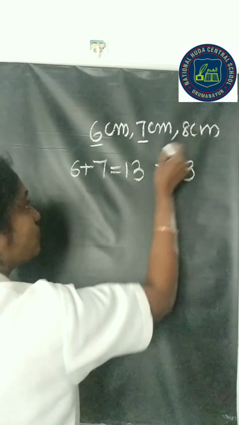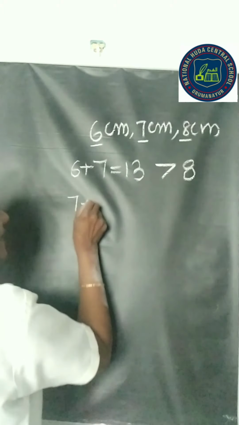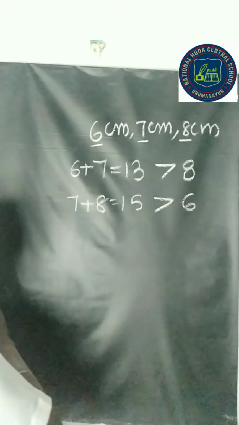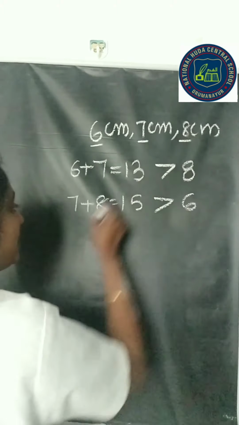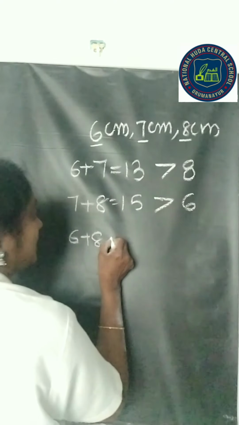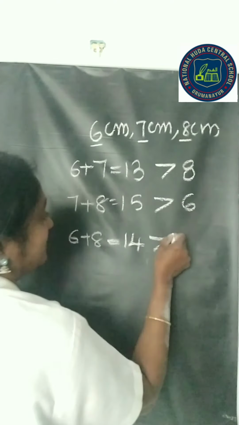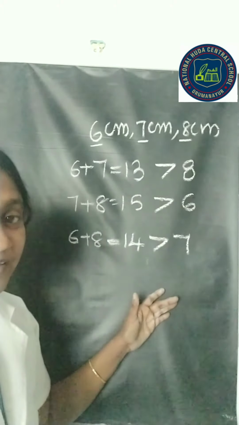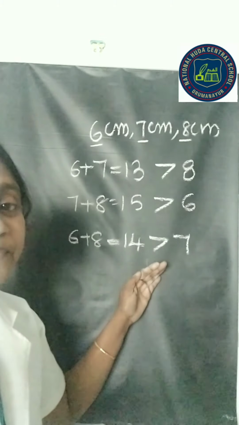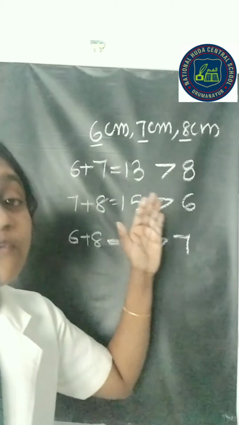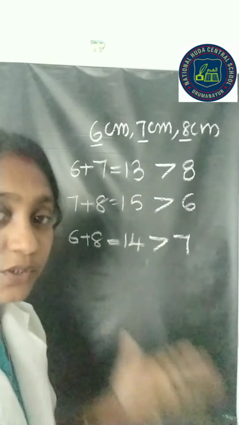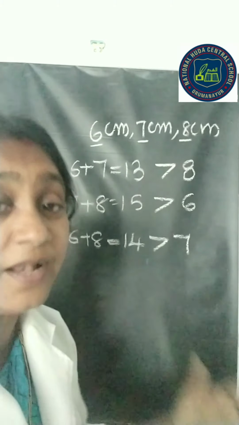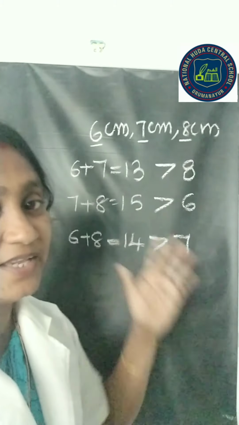Now we can take the next two numbers, 7 and 8. 7 plus 8, that's equal to 15 and that is greater than 6. And the next one, 6 and 8, we can add. 6 plus 8 is equal to 14, that is also greater than 7. Therefore we understood that the sum of the lengths of two sides of a triangle is greater than the third side. Therefore, it is possible to draw a triangle using these sides.